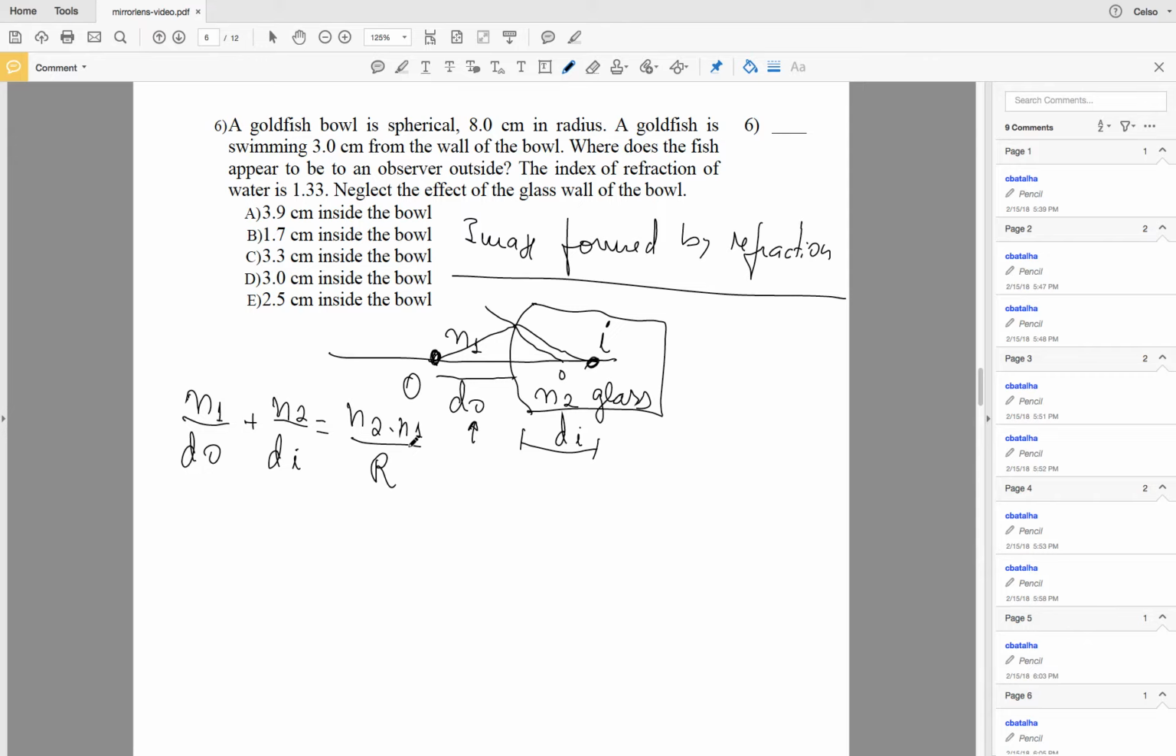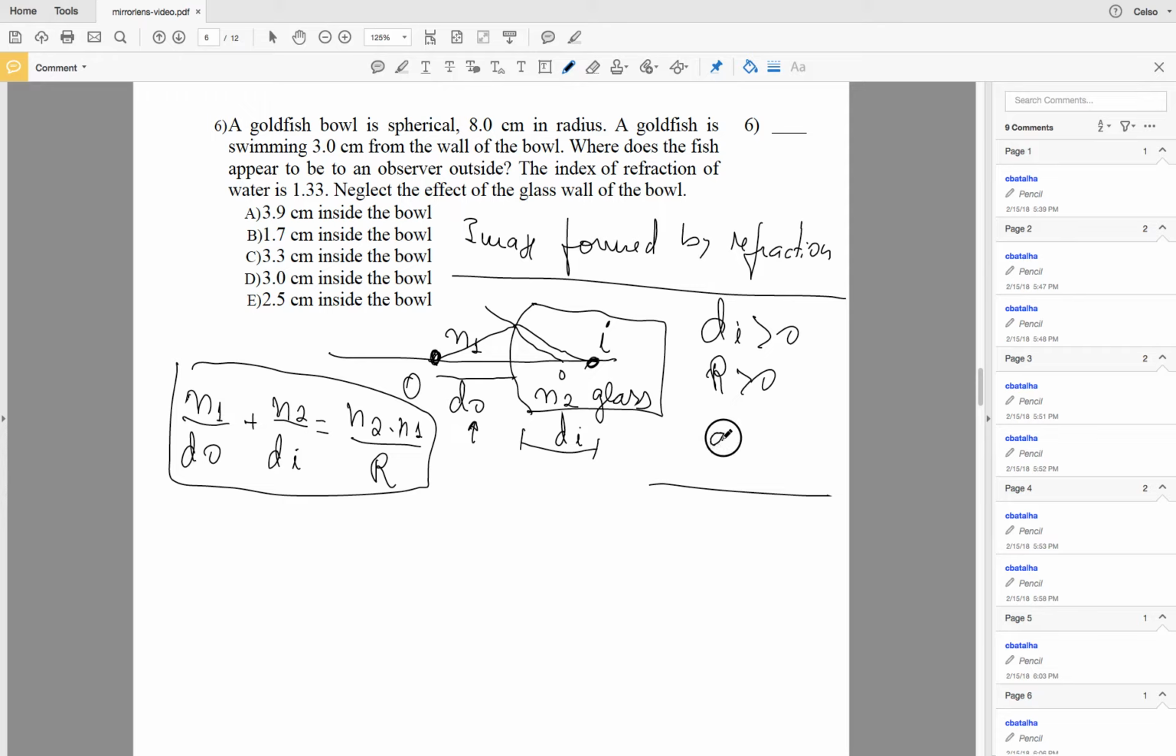And there are certain rules. DI, the distance of the image, is positive if it is on the other side from where the object is. And R is positive if the object is in front of the surface but the center of curvature is on the other side. But this is the only equation. You might have a situation in which this radius is infinite, like when you have air and you have water.